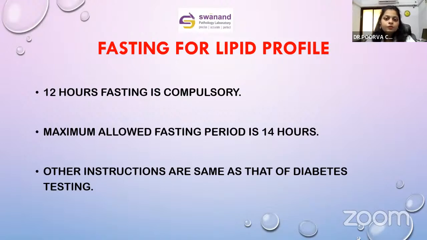When you're doing a lipid profile in any lab, in a lipid profile you will have all types of cholesterols to be tested, triglycerides. So mainly जो भी cholesterol से related सब test है वो lipid profile में आते हैं. इसके लिए we need 12 hours of fasting, which is absolutely compulsory. Okay, maximum allowed fasting period for lipid profile is 14 hours. Okay, other instructions about fasting remain the same as that of diabetes testing.